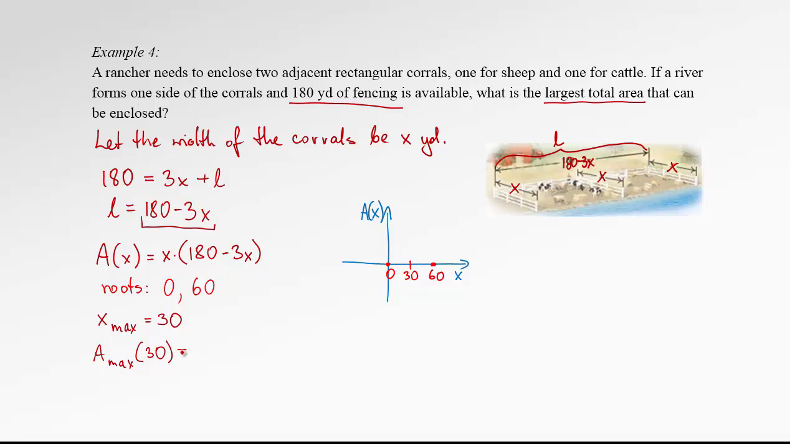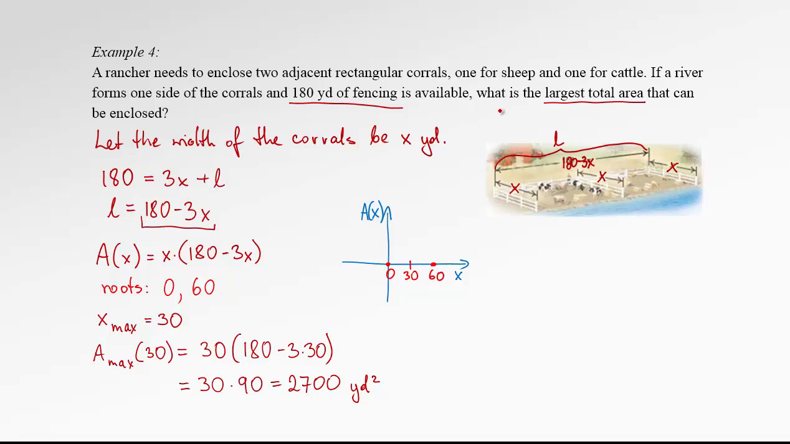So let's calculate it. That will be 30 times (180 minus 3 times 30). That gives us 30 times (180 minus 90), that's another 90. Altogether 27 and 2 zeros, 2700. Since this is area, it will be in square yards.